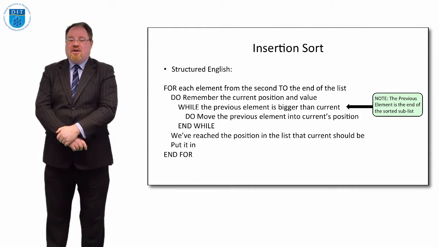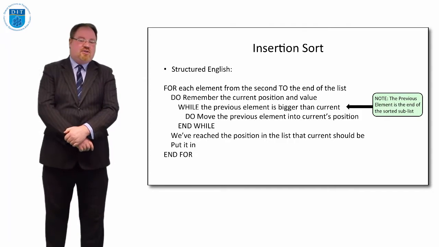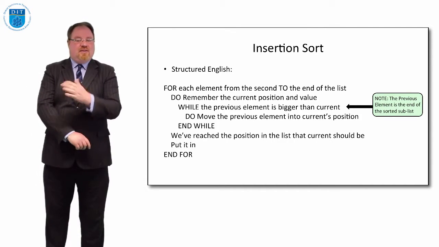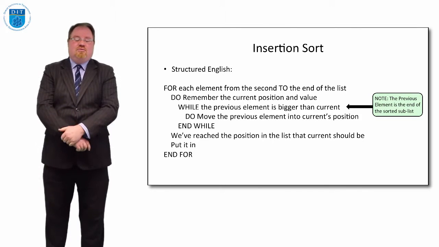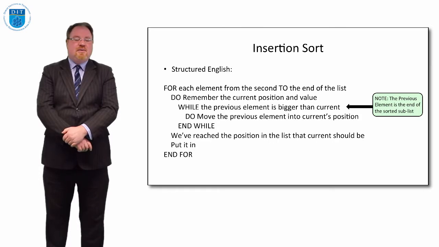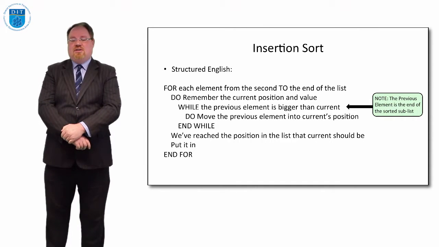So before we look at the pseudocode, let's look at it in structured English. What do we do for each element in the list? From the second to the end of the list, we sort in pairs. So the first two elements are sorted first. Remember what the current position is and the current value.